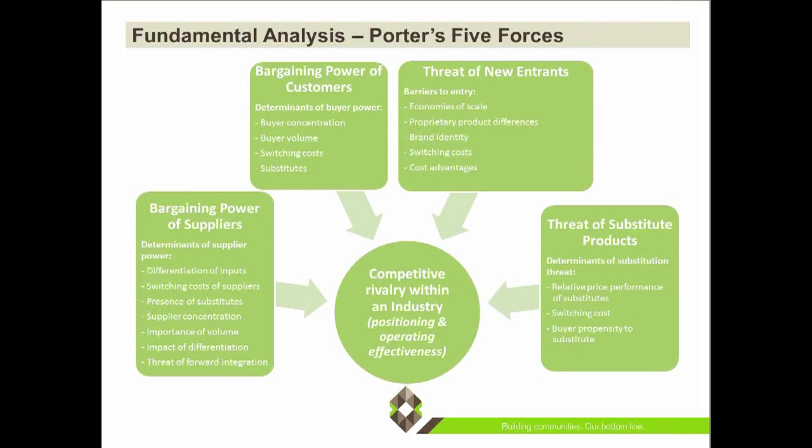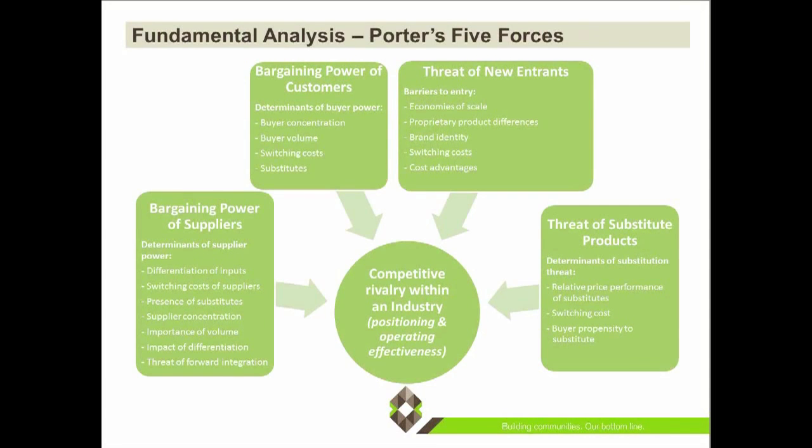So bargaining power of suppliers is the last one. So also differentiation of inputs. Switching costs of suppliers. Is it difficult for you to switch to a different supplier that might give a better or a cheaper product? Again, the presence of substitutes. Do you have any opportunities available where you can substitute products to make it more cost effective or to increase the quality of your product?